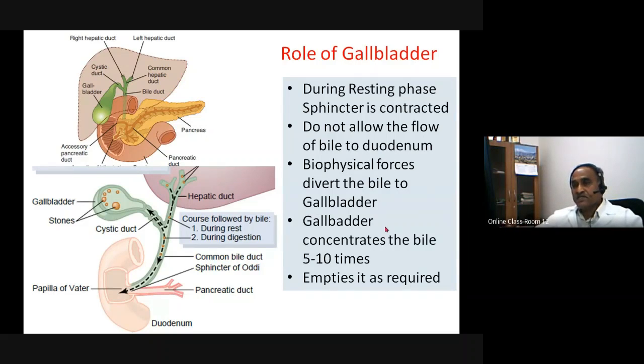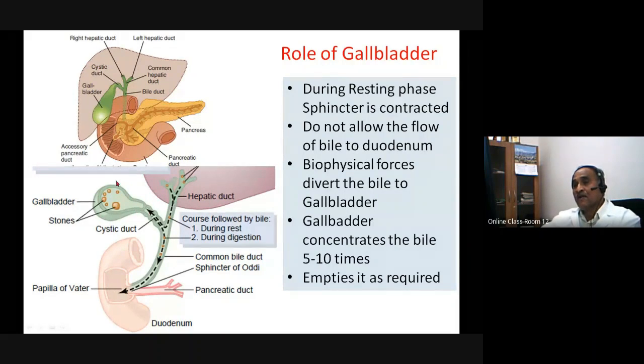Now, during the resting stage, what happens? The sphincter is not open. If this sphincter is not open, whatever the secretion from the liver is not emptied here. If it is not emptied here, then what happens? The pressure builds up in this duct system. That means the secretion keeps here. So then it gets back into a back pressure that enters into the sac.